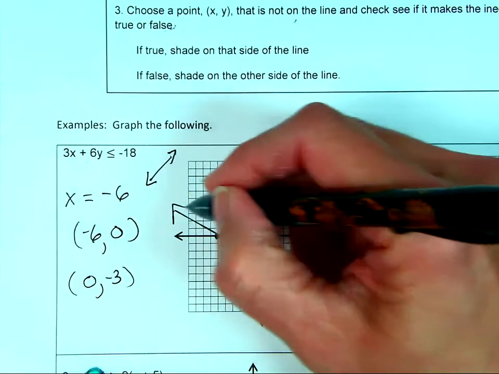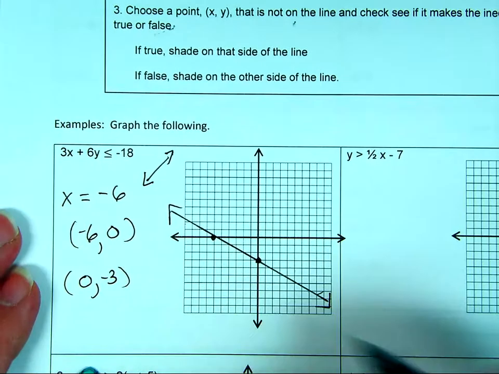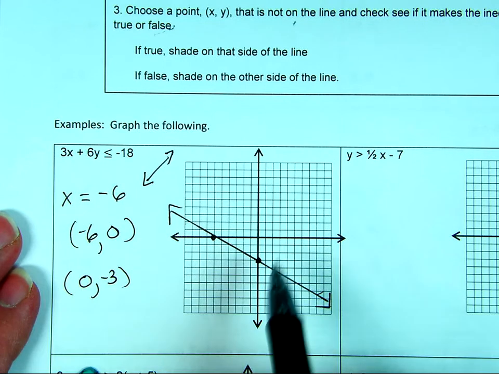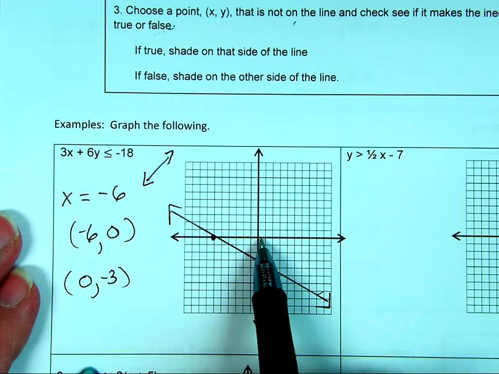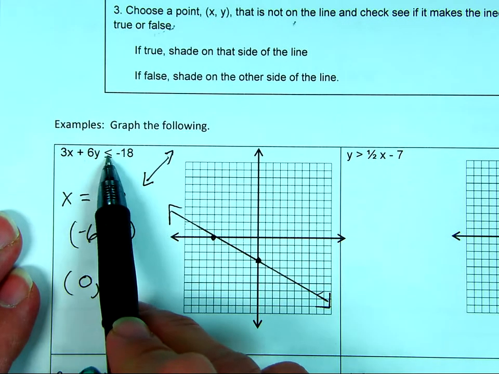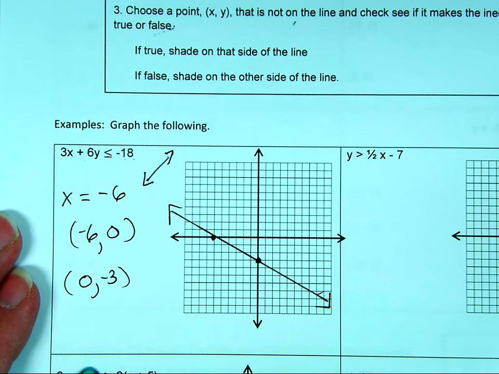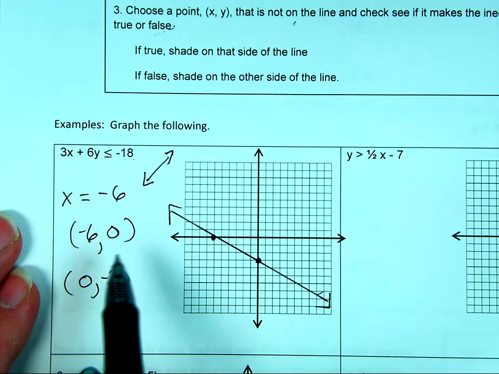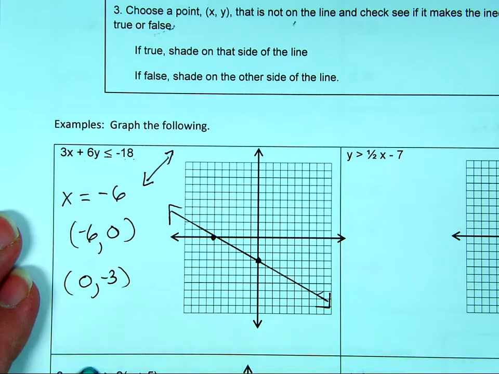And then it's a less than, so we should shade down here. So let's see. We can pick 0, 0 just to make sure. Is 0 less than negative 18? No, 0 is not less than negative 18. So what happened here is it wasn't in slope-intercept form. So that little rule probably only works when we're in slope-intercept form.